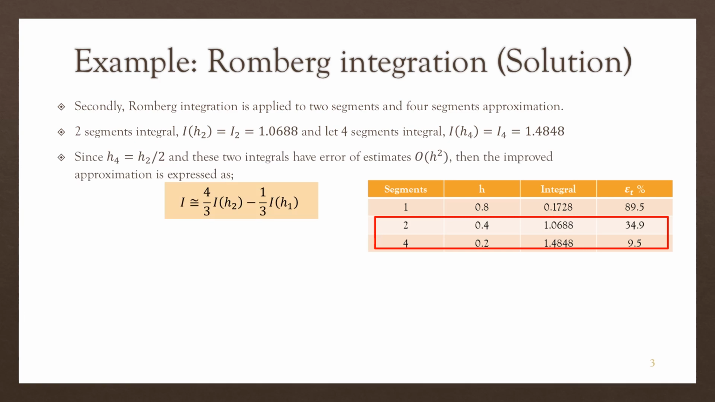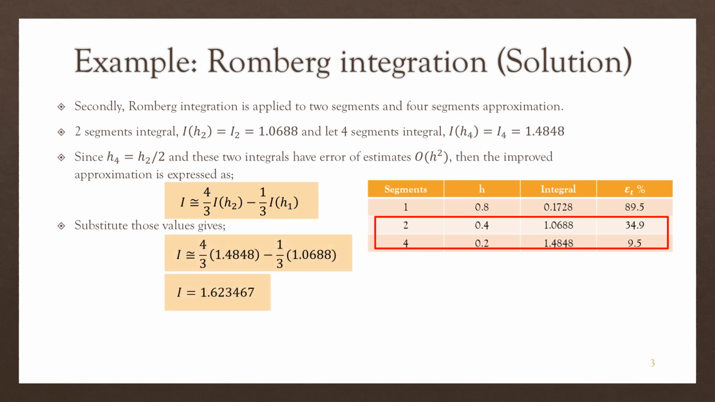And take note that as we are applying the combination with error of estimates O(h²), we use this equation. If we combine using O(h⁴), for example, we will have another special equation, which we will see in another example. So we substitute those values into the equation, and we have I equal to 1.623467. So let's check whether it really improves the solution. So the true error is 0.017067, and the percentage true error is 1%.